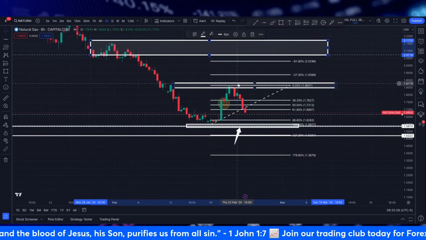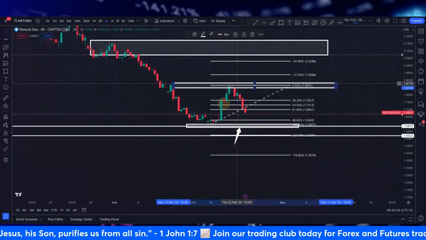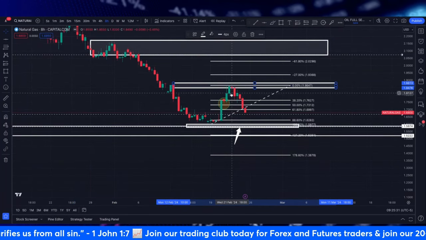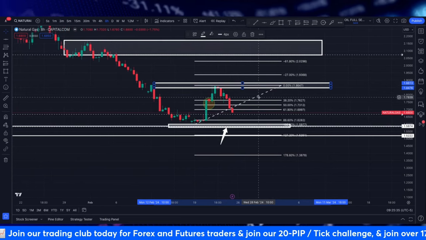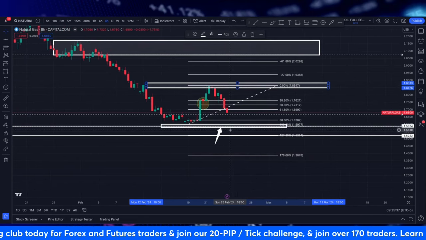This was the first sell that I had taken up in this area once I saw this price retrace back up into this key level right here. So we're waiting for buys in this area.